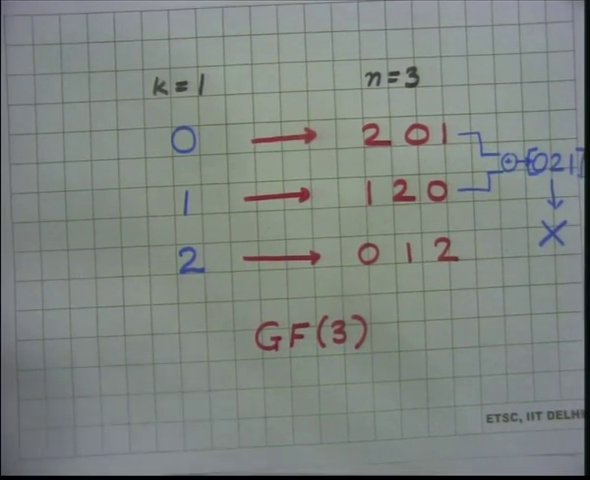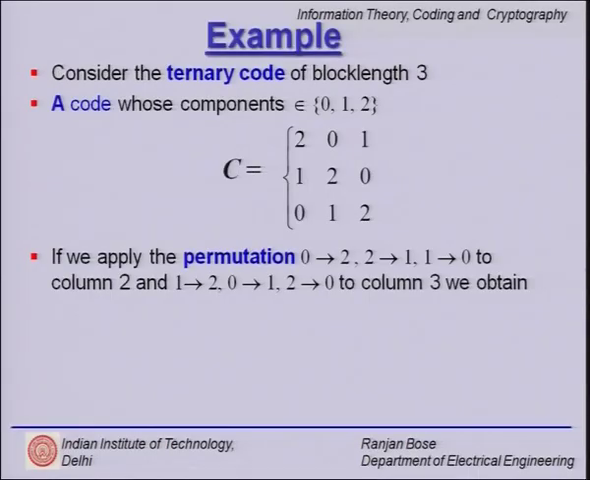Now the question is, can we find an equivalent code for this? So we apply those permutations that we discussed in the previous slide. Let's say 0 becomes 2, because what is a 0? It's an element. What is a 2? It's another element, and nobody is bigger or smaller than anybody else. It is just a collection of symbols. So 0 becomes 2, 2 becomes 1, 1 becomes 0, and you have to apply these two transformations to columns 2 and 3, and suddenly you can come up with the following equivalent code.